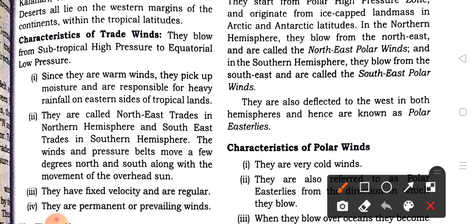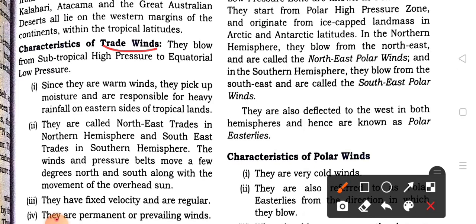What are the characteristics? The wind blows from the subtropical high pressure to the equatorial low pressure belt. First, these are warm winds, and they pick up moisture and are responsible for heavy rainfall. As the air contains moisture-laden air, it causes heavy rainfall on the eastern side of the tropical land. As we previously learned, it does not give any rain to the western side of the continents, but it gives heavy rainfall to the eastern side of the tropical lands.